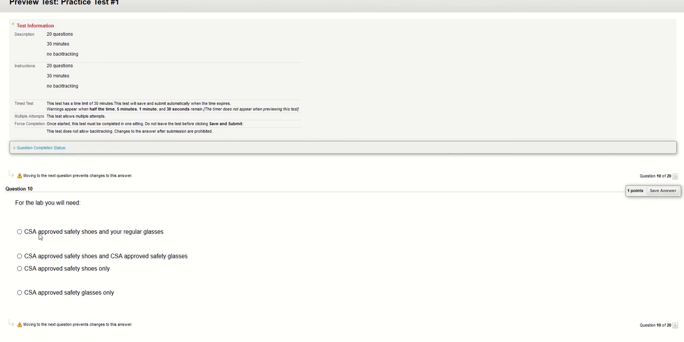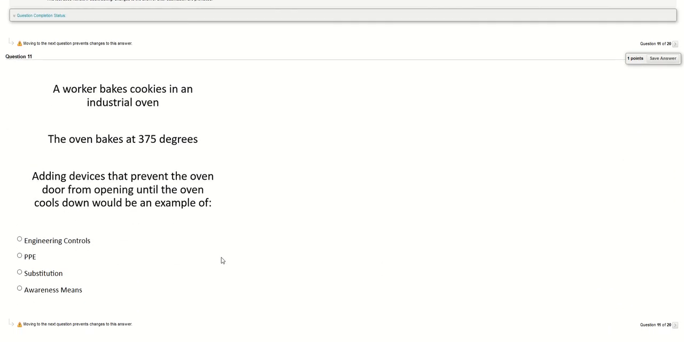For the lab, you will need CSA approved safety shoes and CSA approved safety glasses. Adding devices to prevent the oven door from opening until the oven cools down would be an example of an engineering control. So we're actually adding something there to prevent the hazard. Okay, so that would be an engineering control.